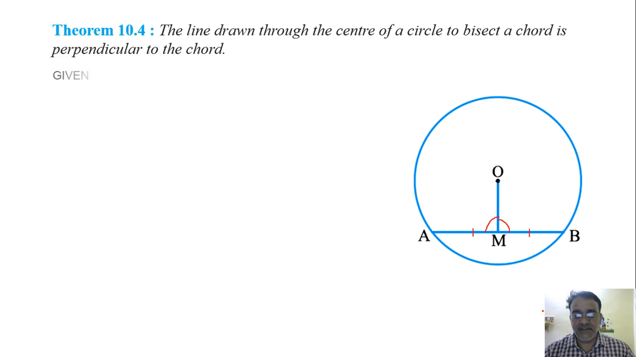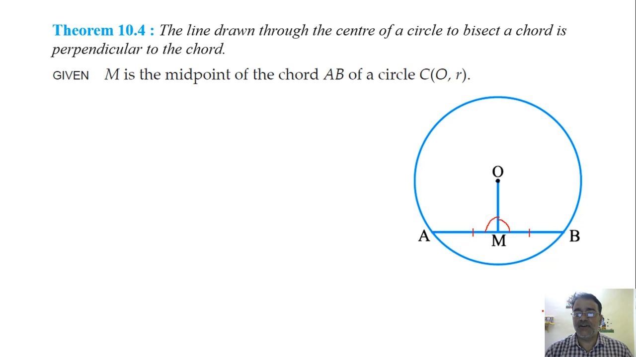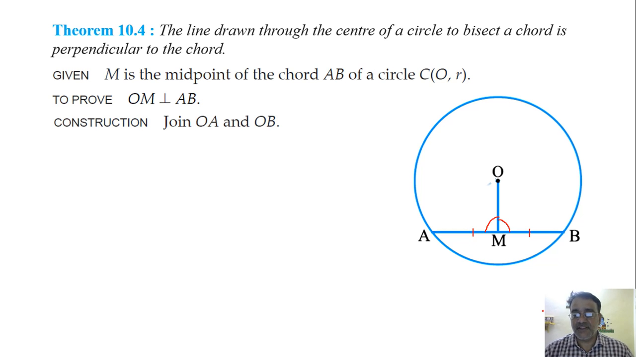So let us start with the given. M is the midpoint of the chord AB of a circle with center O and radius R, and we have to show that OM is perpendicular to AB. Construction: join OA, join OB. Now we have to show that these two triangles are congruent.